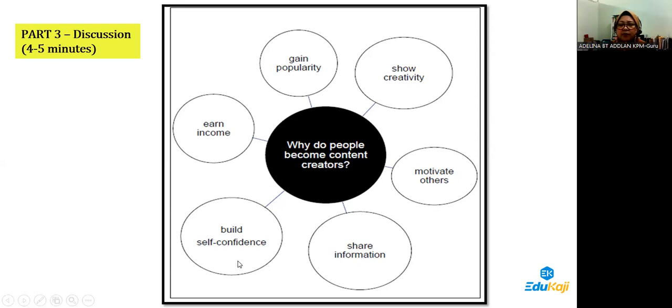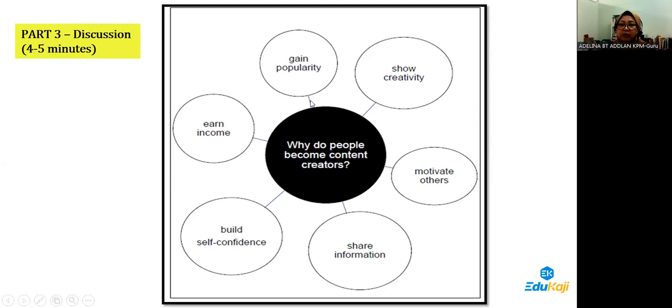Building self-confidence: some people are so afraid of meeting others physically, but becoming a content creator helps build a little bit of self-confidence in them, because they don't have to meet people, they would just be doing it online. You can be an invisible content creator without people knowing who you are. You're also doing it to earn some income, and if I'm not mistaken, most content creators do earn a lot of money when they become content creators.